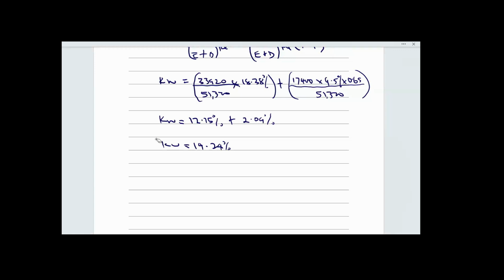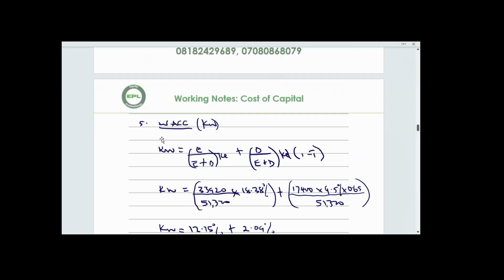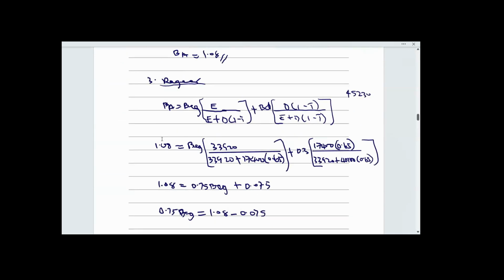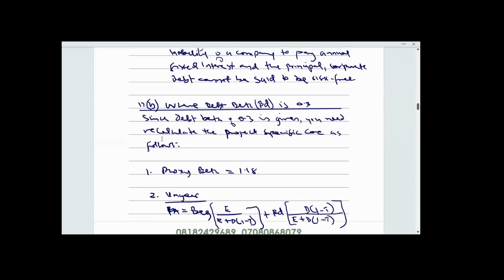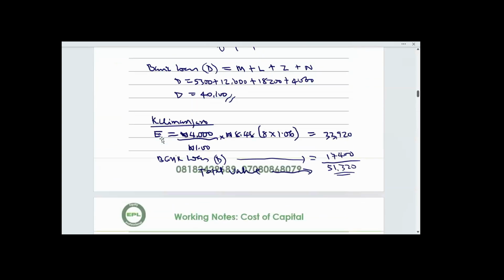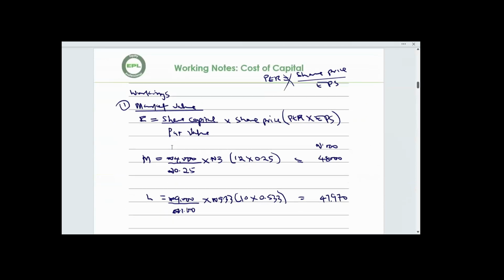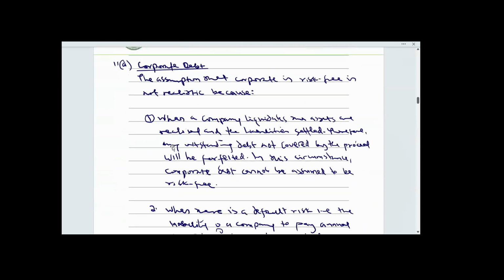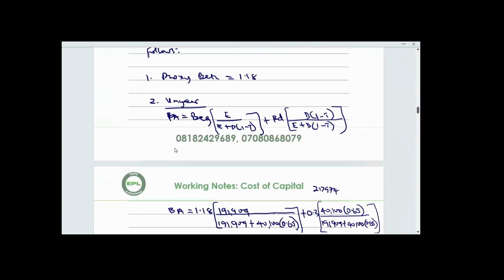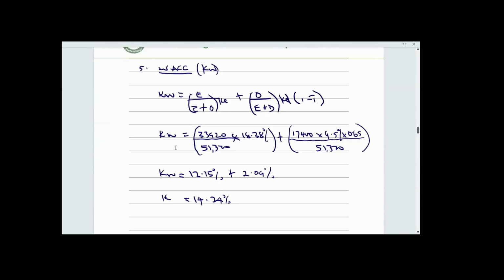When you compare this with the one we solved in the first requirement, in number 1, we see that there's a margin of error between the first one. I think the first one was 14.47%. Let me check. Yes, the first one we got 14.47. So there's a margin of error of about 0.23 or 0.24. So this is what the examiner wants you to calculate.